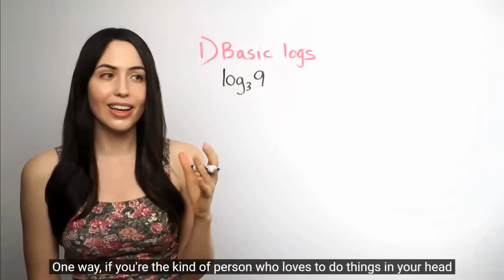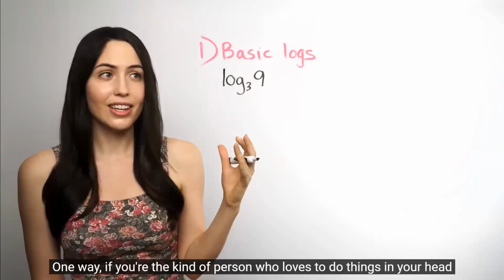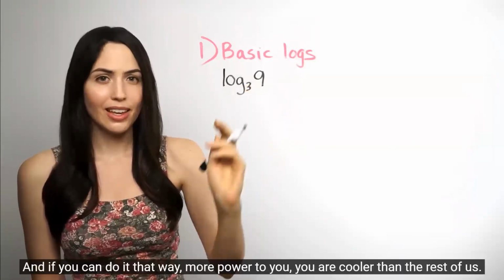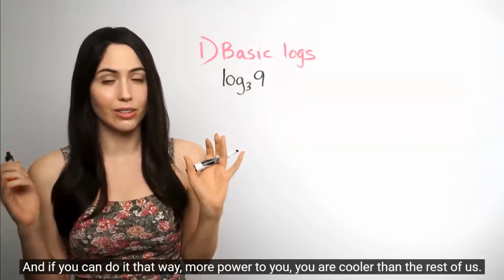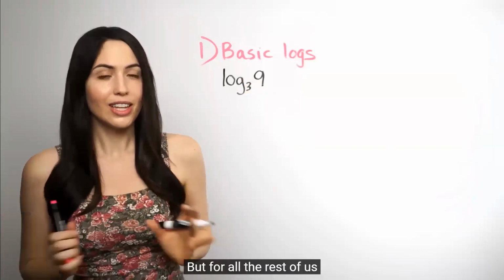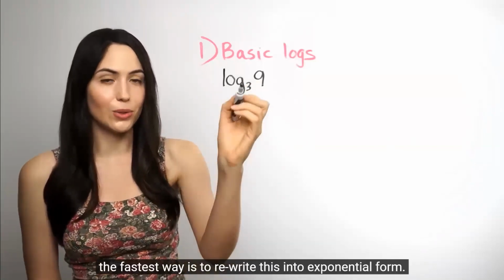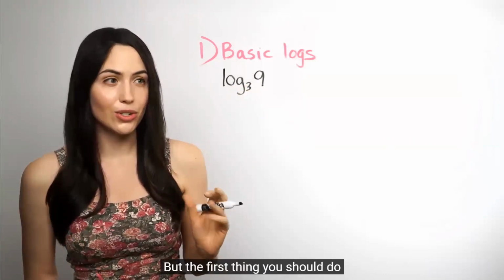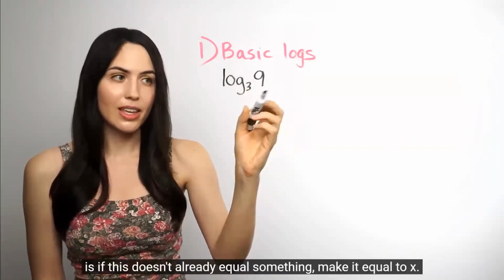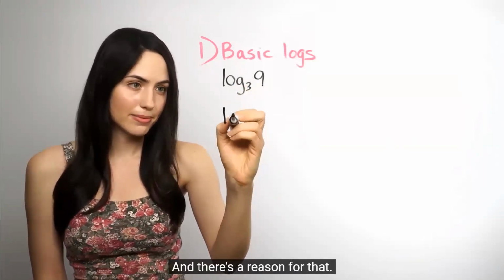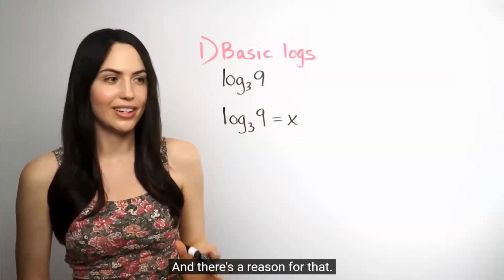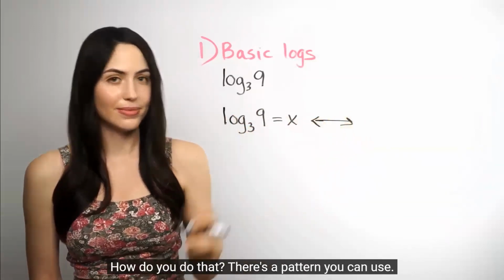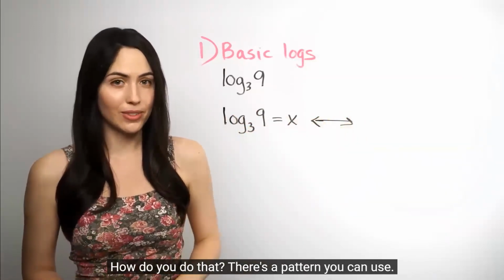Well, how do you do it? There are a few ways. One way, if you're the kind of person who likes to do things in your head, you can just think to yourself, 3 raised to what power gives me 9. And if you can do it that way, more power to you, you're cooler than the rest of us. But for all the rest of us, usually the easiest way, the fastest way, is to rewrite this into exponential form. And I will show you how to do that. But the first thing you should do is, if this doesn't already equal something, make it equal to x. And there's a reason for that, because you're going to rearrange this and connect it to an exponential version. How do you do that? There's a pattern we can use.